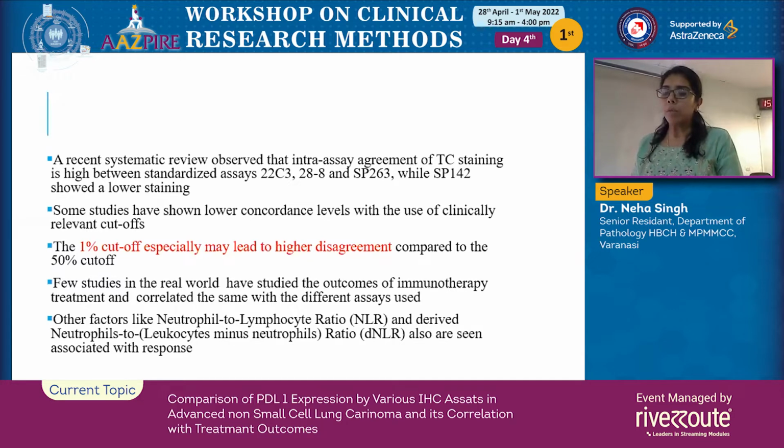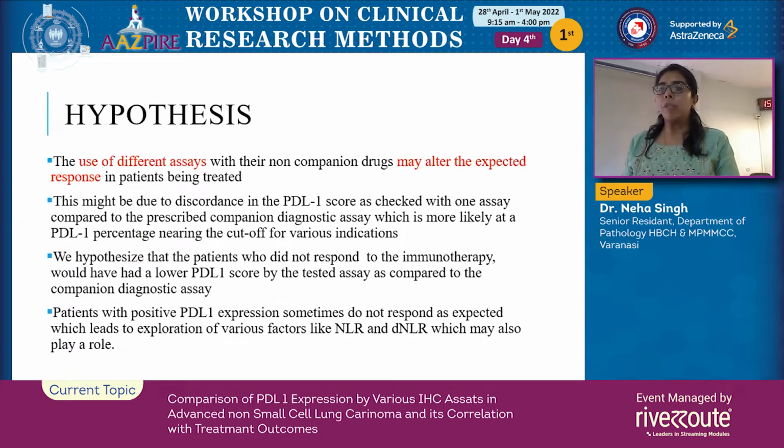Other factors like neutrophil to lymphocyte ratio, that is NLR, and derived neutrophil to leukocyte minus neutrophil ratio, that is derived NLR, are also seen associated with the PD-L1 immunotherapy response. So the use of different assays with their non-companion drugs may alter the expected response in patients who are being treated. This might be due to the discordance in the PD-L1 score as checked with one assay when compared to the prescribed companion diagnostic assay, which is more likely at a PD-L1 percentage nearing the cutoff at various indications. So we hypothesize that the patients who did not respond to the immunotherapy would have had a slightly lower PD-L1 score by the tested assay as compared to the companion diagnostic assays.